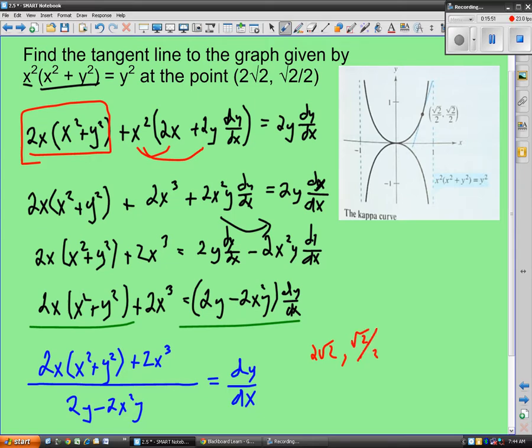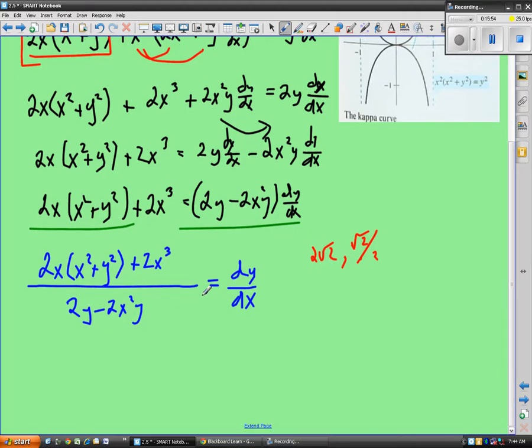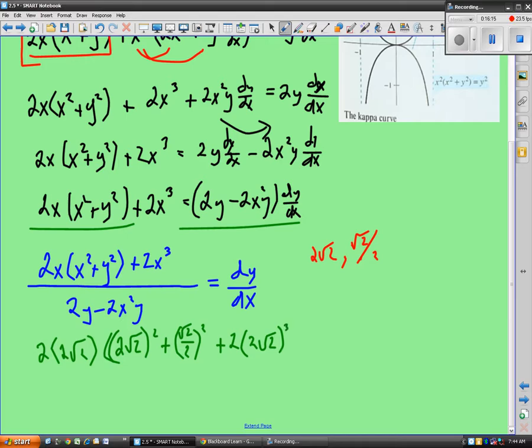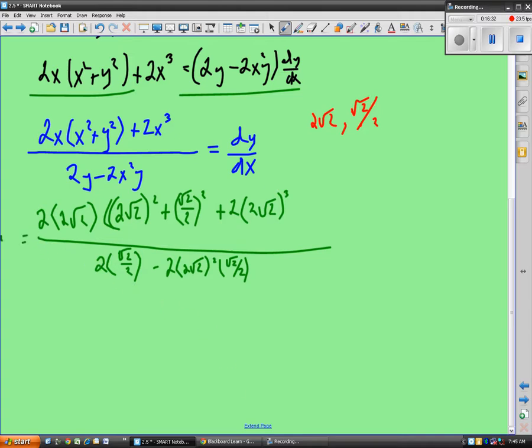So it's going to be 2 times 2 root 2 times (2 root 2 squared plus root 2 over 2 squared) plus 2 times 2 root 2 cubed, all divided by 2 times root 2 over 2 minus 2 times 2 root 2 squared times root 2 over 2. Well, that's kind of a mess algebraically speaking, but remember the slope is what I'm looking for. And so with a little bit of simplification here, and these guys were multiplied by that thing.